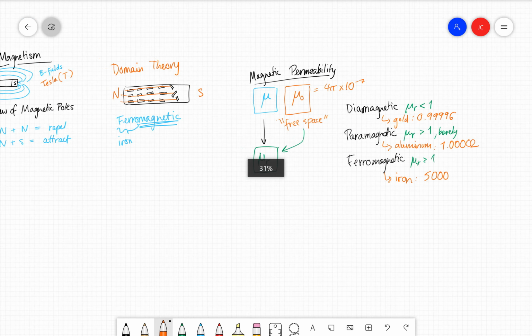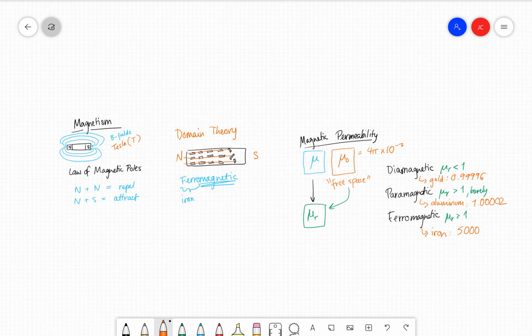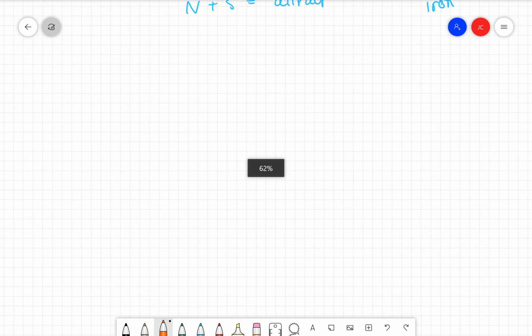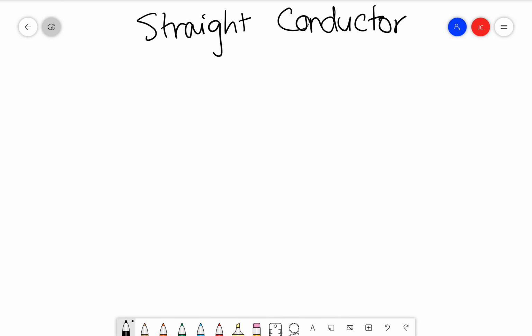Okay, we've talked a little bit about these general topics. We're now going to get into specific types of magnets, and I'm going to explain each of them. The first type of magnet we're going to explore is called the straight conductor, which is precisely what it says. A straight conductor is a conductor that's straight, pretty much. Now, here's an example of a straight conductor right there.